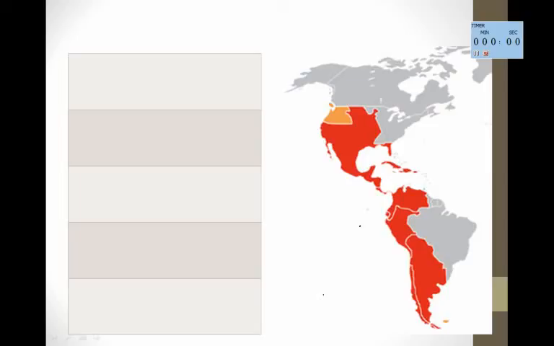Lastly, there's Spanish society. Now, the Spanish society was divided up into 5 really basic groups. The first were the peninsulares. Now, the peninsulares were Spanish people born in Spain. These were the Spanish born in Spain.